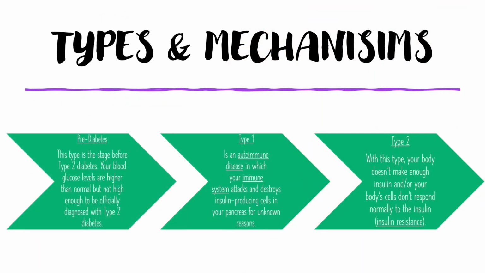There are two types of diabetes, but before that there is a stage known as the pre-diabetic stage, in which the blood glucose levels are higher than normal but not high enough to be officially diagnosed with type 2 diabetes. What happens is whenever you intake something, the glucose is released into the blood, and to counterbalance that, a certain amount of insulin is released.